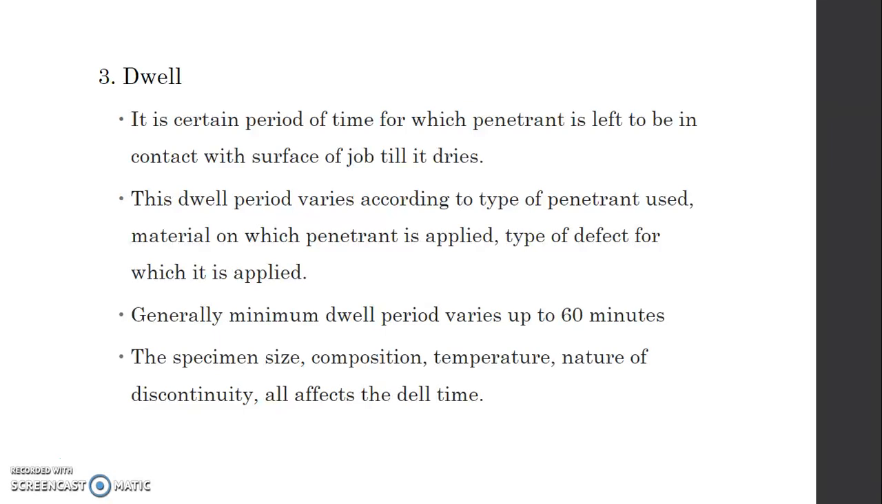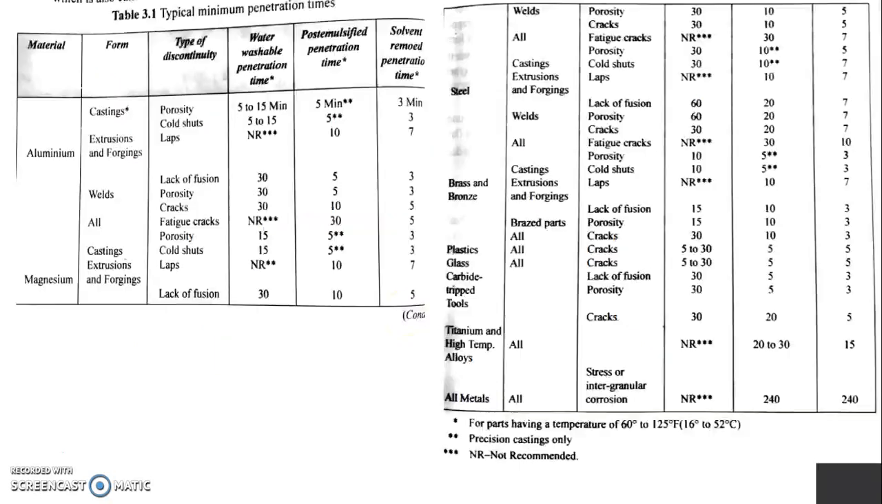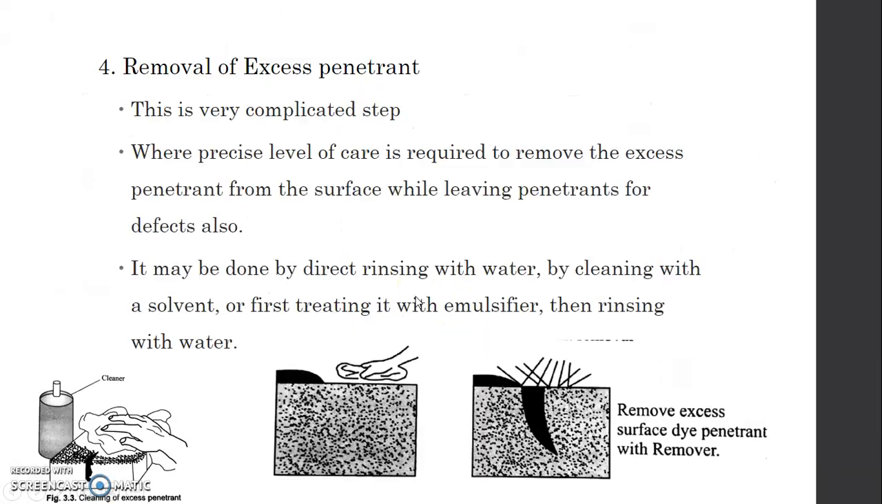The time is called the dwell time. Normally it is called a dwell time. You can see that in the charts, so standard times are available. For aluminium material, right, which is coming from casting, the dwell time is 5 to 15 minutes when we are using it for a water vessel. Likewise, a chart is available, so you can choose the appropriate time from the chart itself.